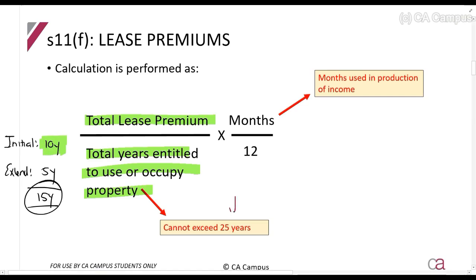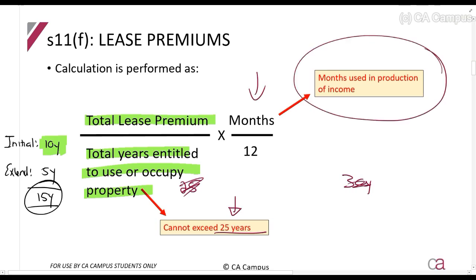You cannot do this over a period of more than 25 years. So if the lease is for a period of 30 years, you will limit this to 25 years. But anything less than 25, you will use the actual amount. And then you apportion it for months over 12, used in the production of income.